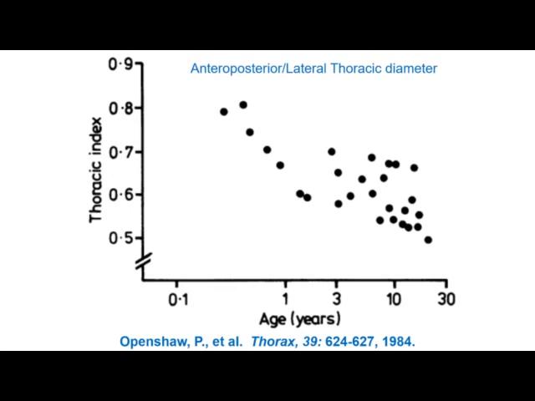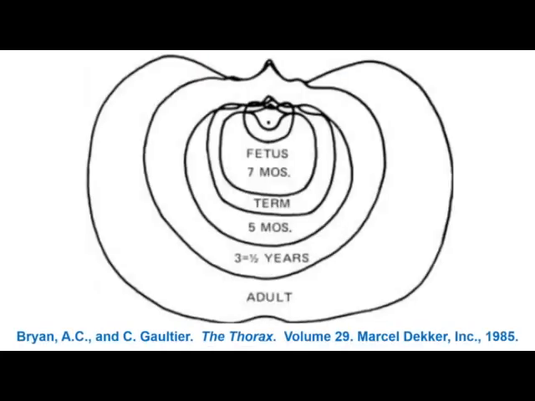This just plots the anterior to lateral thoracic diameter. So in the baby that had a circular sort of configuration, this number is closer to 1, and with age, as you can see, this tends to fall, meaning that the thoracic cage is increasing in lateral diameter and increasing overall in surface. It's actually kind of shown here. You can see a fetus, 7-month-old, term, etc., to the thoracic configuration. This is kind of a horizontal slice across the thorax for different age groups.